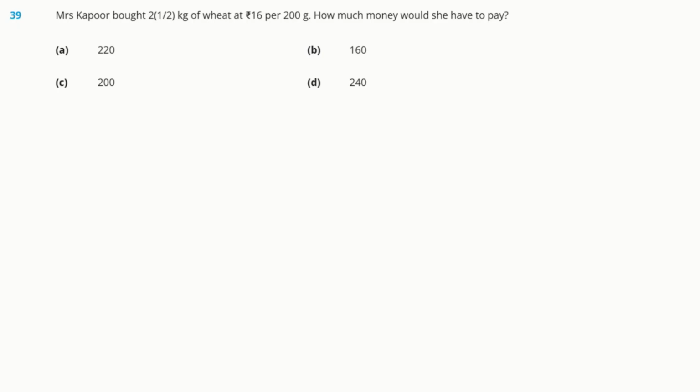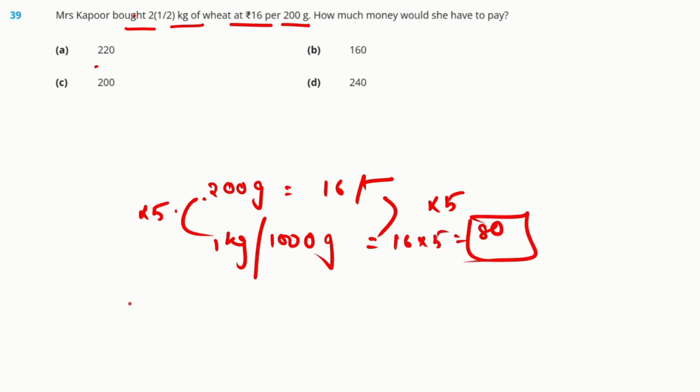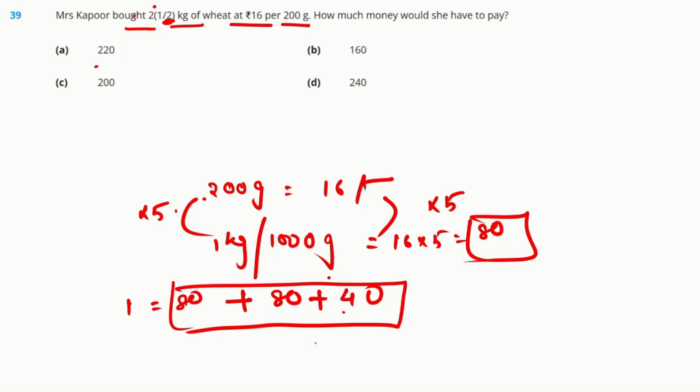Moving on to question number 39. Mrs. Kapoor bought 2.5 kgs of wheat at 16 rupees per 200 grams. If 200 grams is 16 rupees, 1 kg or 1000 grams is 5 times of this, so the cost would also be 5 times. So 16 times 5 is 80 rupees. First kg, 80 rupees. For the second one again 80 rupees. And for the half kg, half of 80, 40 rupees. So 80 plus 80 plus 40, that's 160 plus 40, 200 rupees. That's your answer.